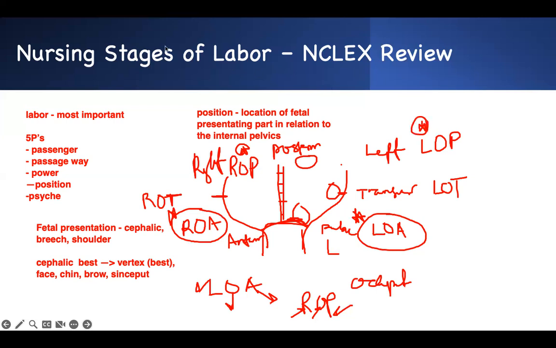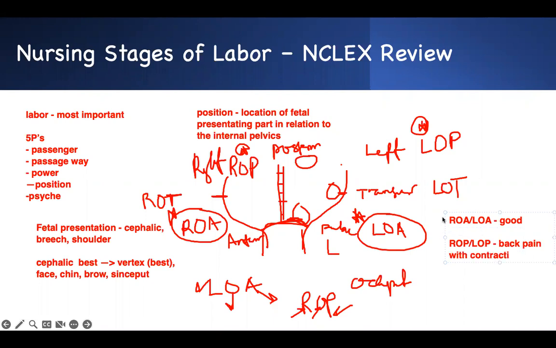And therefore, you have to know something about it. So we want right occiput anterior or left occiput anterior. Good. No pain with contraction. Okay. Right occiput posterior, because it's touching the back of the mother's spine, or left occiput posterior. This mother will have back pain with contraction.